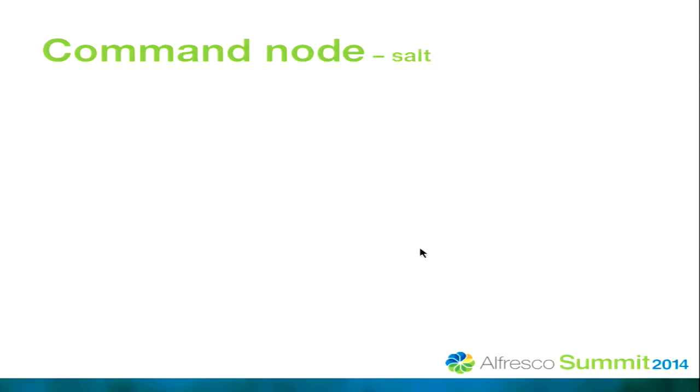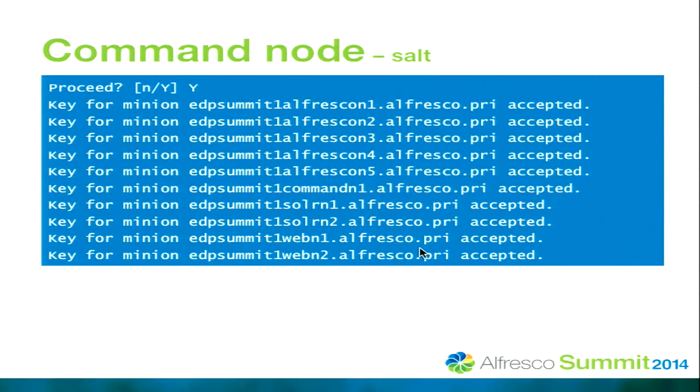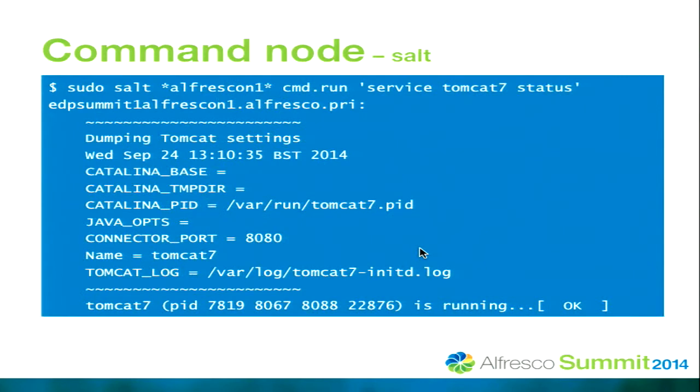Salt is the orchestration tool that we just mentioned. This is an example of what would happen if you created a new environment, or added a new node to your cluster, or took one away. It would be telling the master that it's available to have commands. So we accept the keys from all those minions, and that means we can then run commands. For example, pinging all the nodes, and they come back as true.